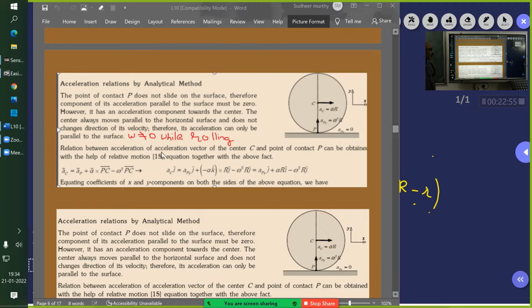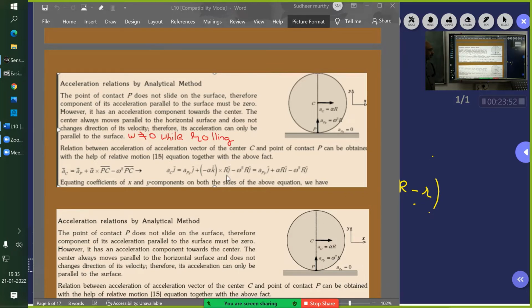The relation between the acceleration vector of the center and point P of contact can be obtained with the help of the relation of relative motion. We take these two points, point C and point P, and we write this equation: AC bar is equal to AP bar plus alpha cross PC bar minus omega square PC bar. I suppose all of us have derived this equation. So accordingly, we will write this equation here. AC bar will be AC i cap only, because there will be no j cap. And AP will have only j cap. And here, of course, you are writing alpha k cap cross R j cap.